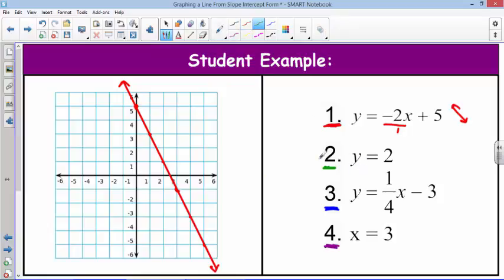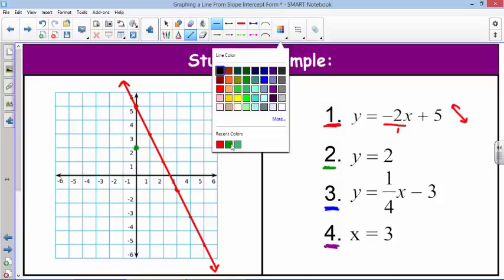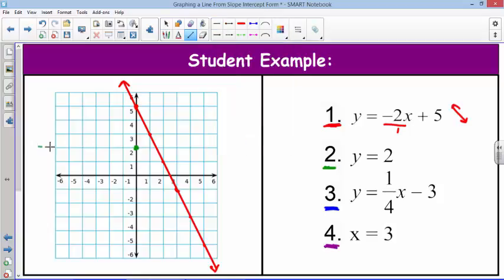So the second one, I have y equals 2, so I'll go up to y equals 2, draw my dot. Here I don't have a slope, so I know it's going to be a horizontal line. So I will draw my line, put this one in green. And then I can draw my arrows.